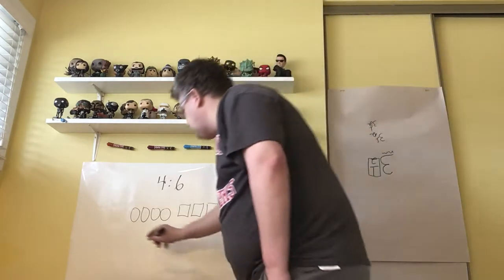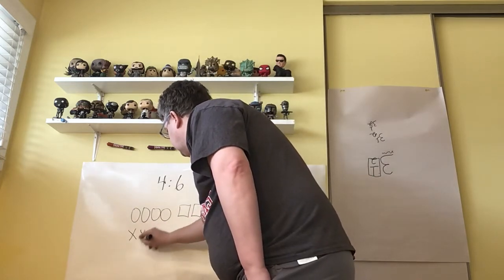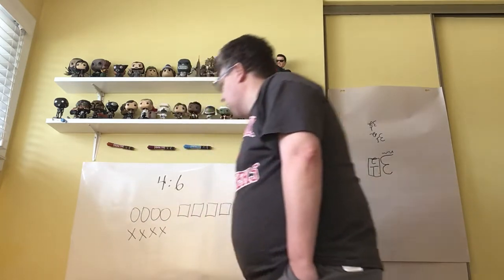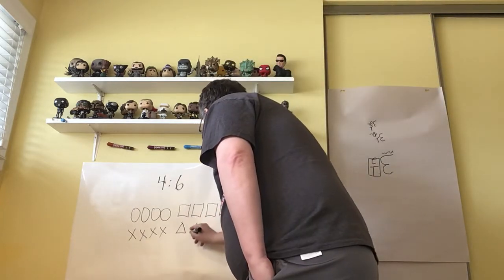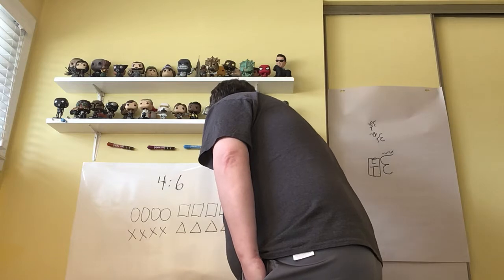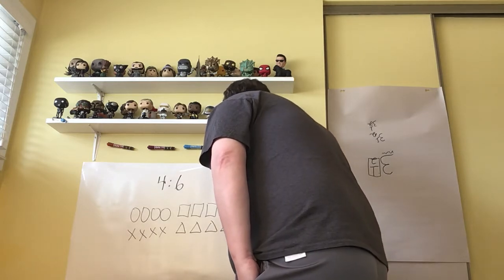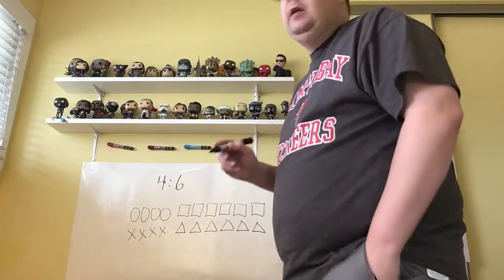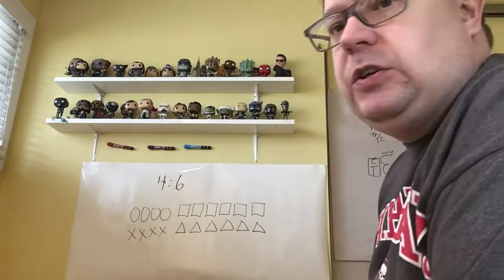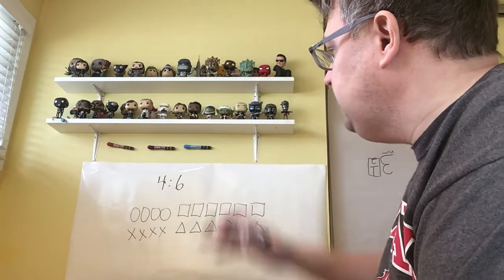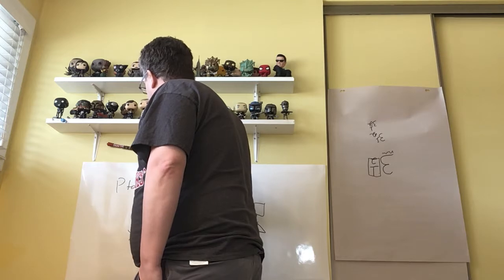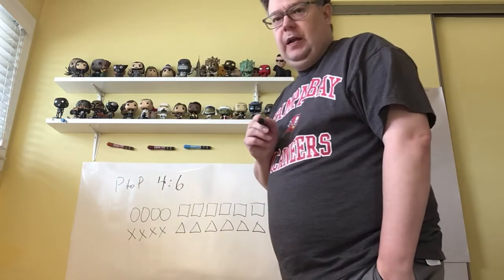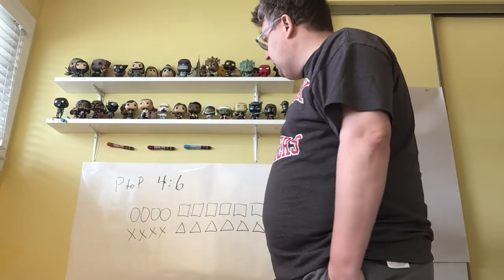Or I could use x's to triangles. So that's showing me different ratios. So this ratio right now, the 4 to 6, is a part to part. So they will tell you part to part. All right? And this is how I demonstrate it.